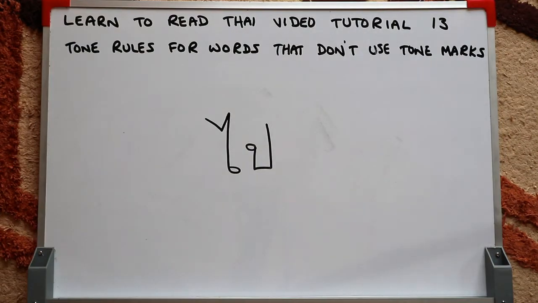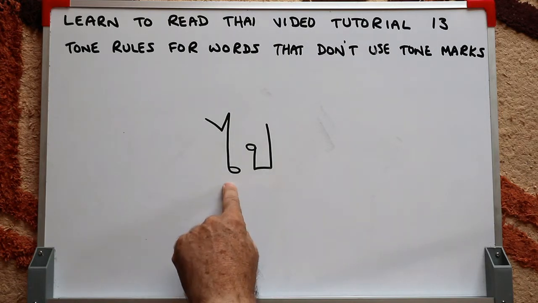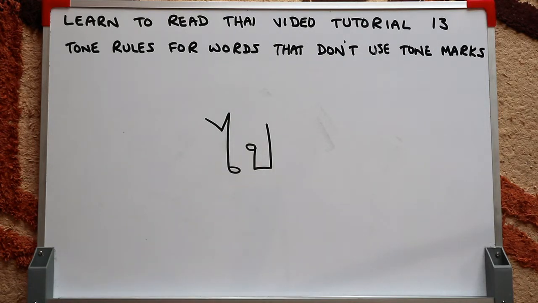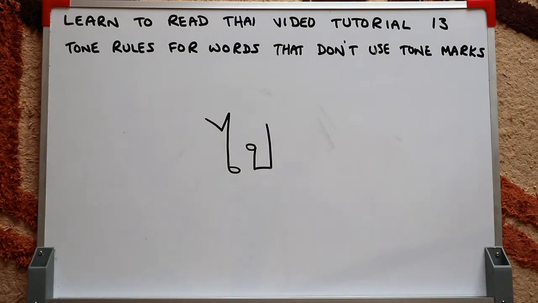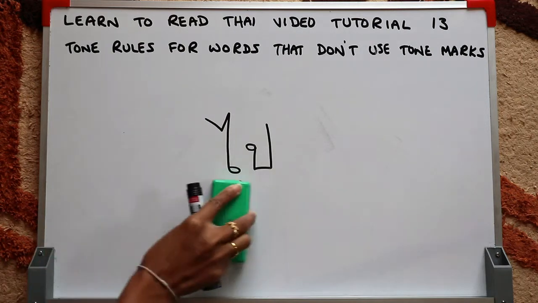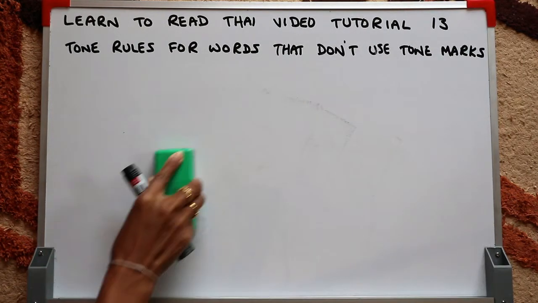Here's the first word, and the tone rules tell us if a word uses one of the short I vowels, it's a live syllable. And the initial consonant is bo pla, which has a sound between a B and a P, and that's a mid-class consonant. So a mid-class consonant and a live syllable tells us it's a mid-tone. Pai, pai, pai. And the next word will also use a live syllable.